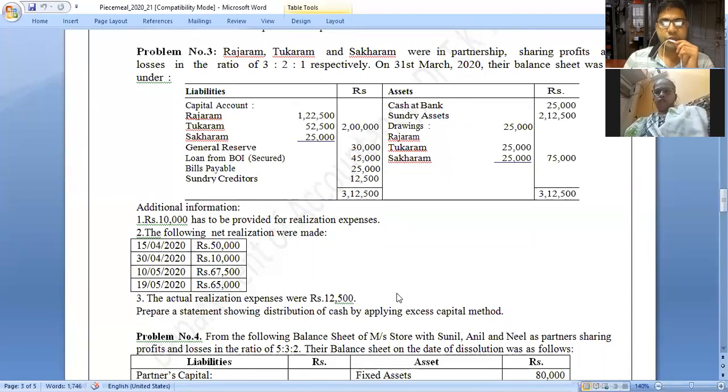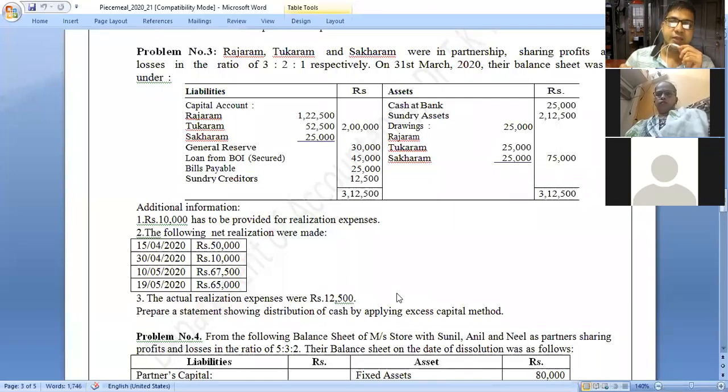Already we have studied 2 problems. You know how we will calculate the final excess capital. For that purpose, we have to apply 5 steps. Step number one, calculation of the adjusted capital. Step number two, calculation of the unit capital. Step three, calculation of the base capital. Step four, calculation of the proportionate capital. And step number five, calculation of the final excess capital.